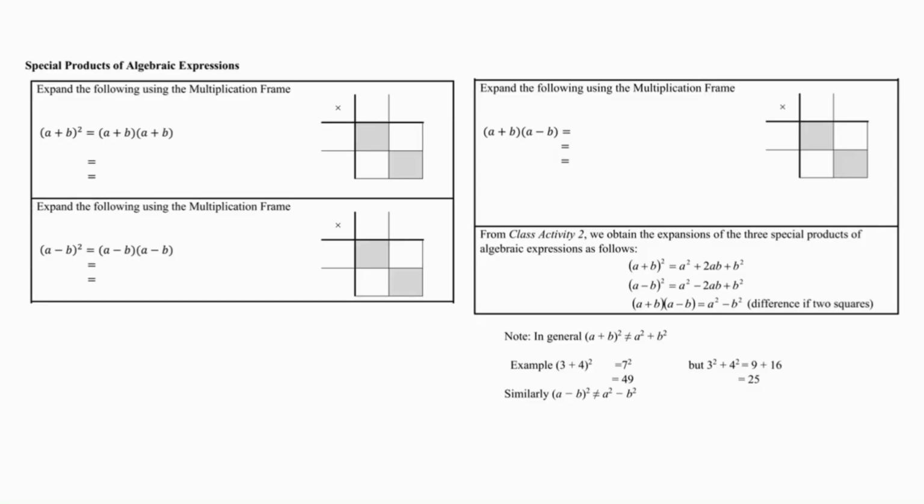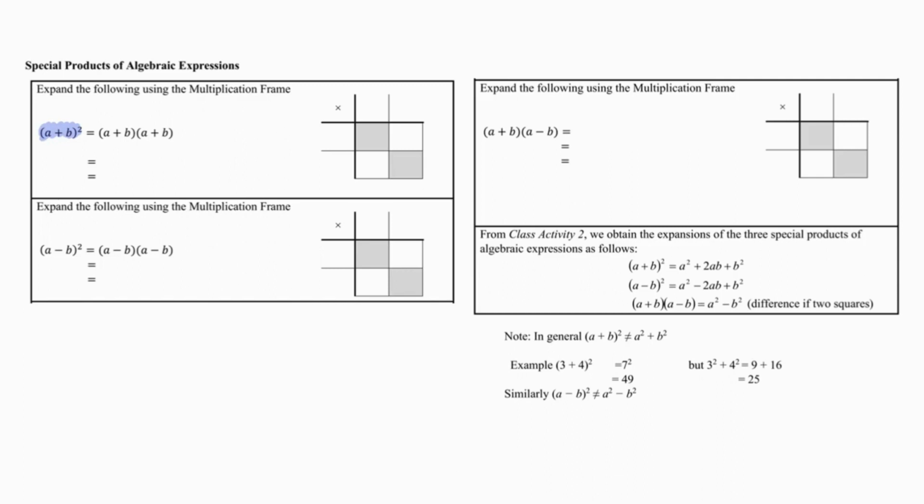Right, hello everyone, welcome to this video where we have the special products of algebraic expressions, and we are going to try out each special product, which you may consider to be like a formula. So for the first one, where we have a plus b bracket square, this simply means that we are actually multiplying a plus b by a plus b.